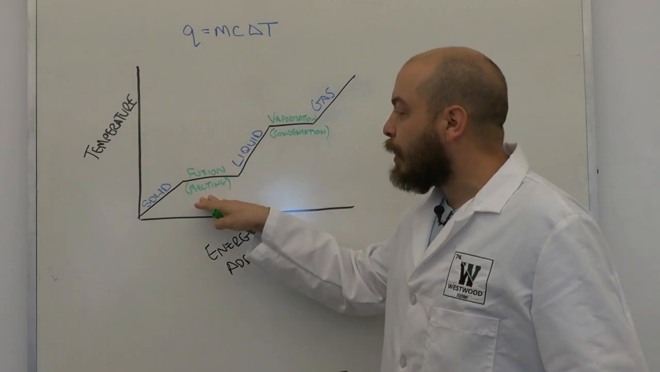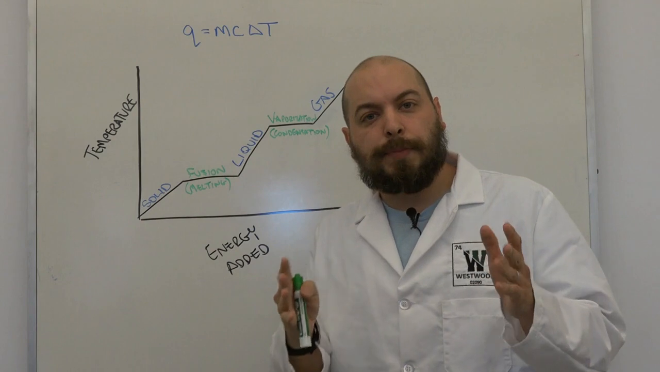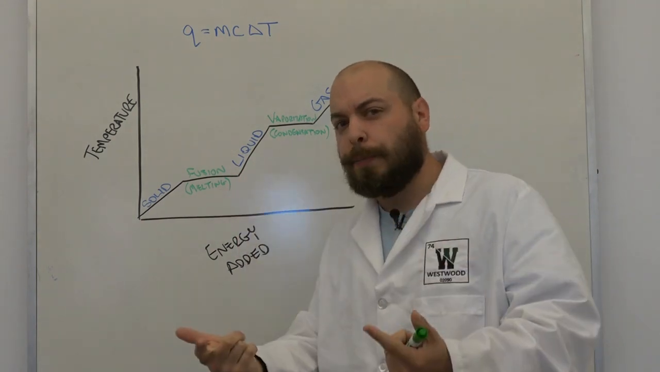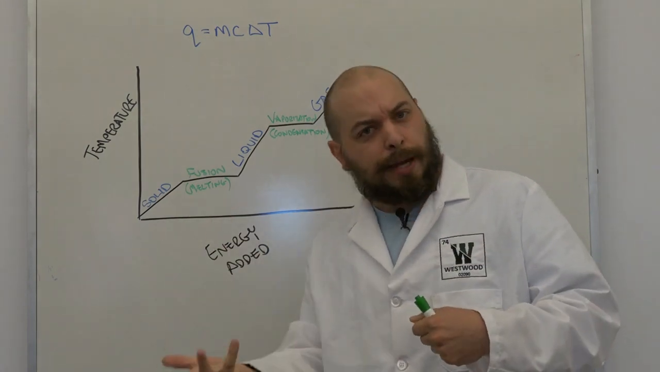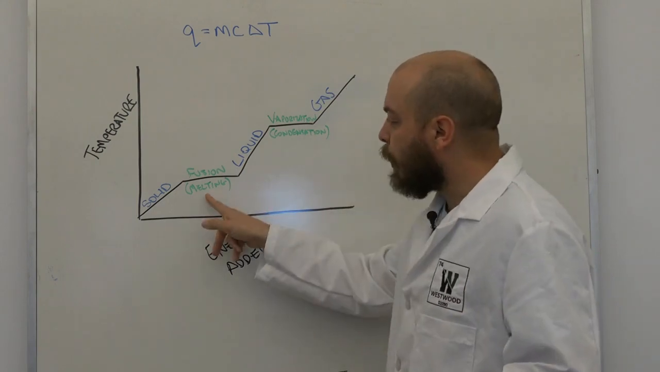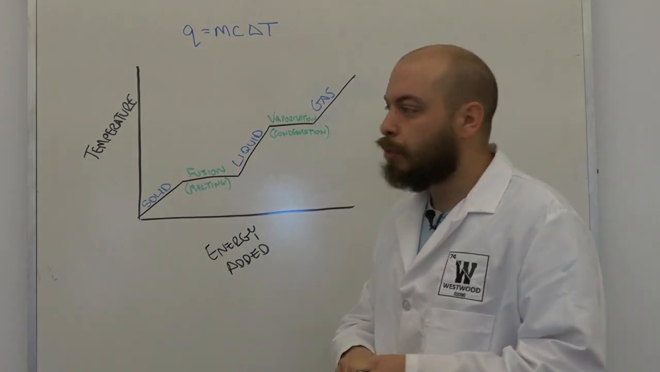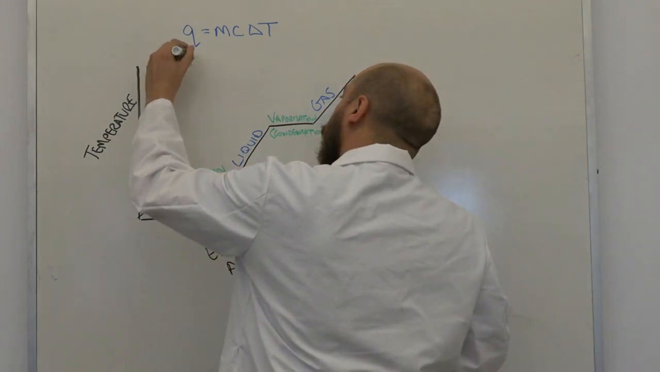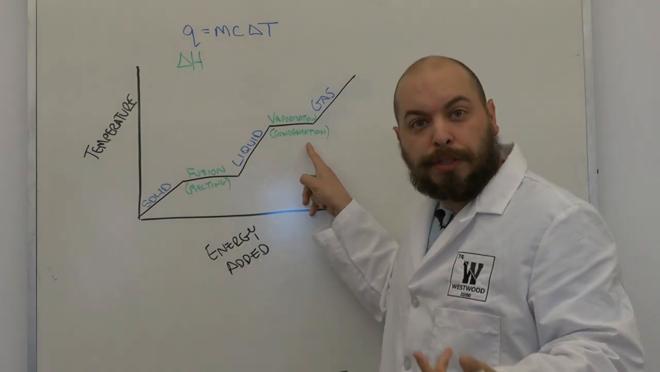A change in potential energy is represented by the horizontal lines. The reason is that we are adding energy, and yet it's not going into the temperature. Temperature, remember, is a measure of average kinetic energy. So if the kinetic energy is not changing, it must be the potential energy. When we look at these, what we're seeing here is a delta H. This would represent delta H of fusion, and this would represent delta H of vaporization.